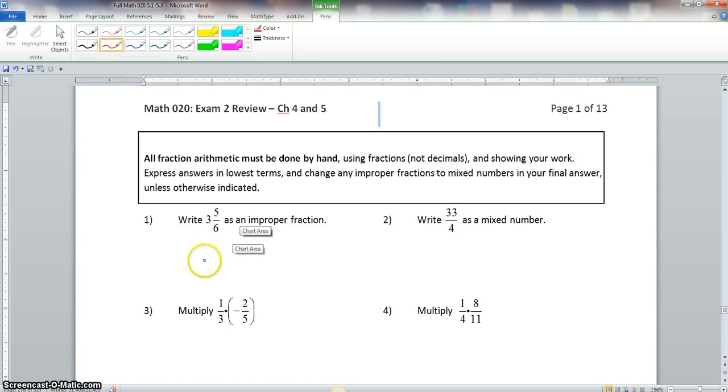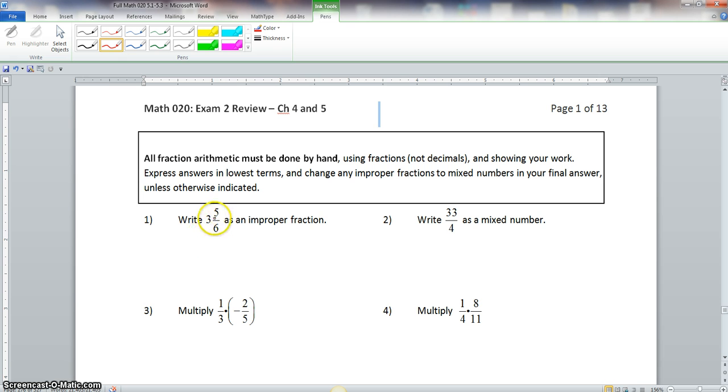Hello class, we're about to start on the Math 20 Exam 2 review for chapters 4 and 5. Now, this is how we're going to do this. We're going to go from problems 1 through 27 to cover the upcoming exam that we have for exam 2.